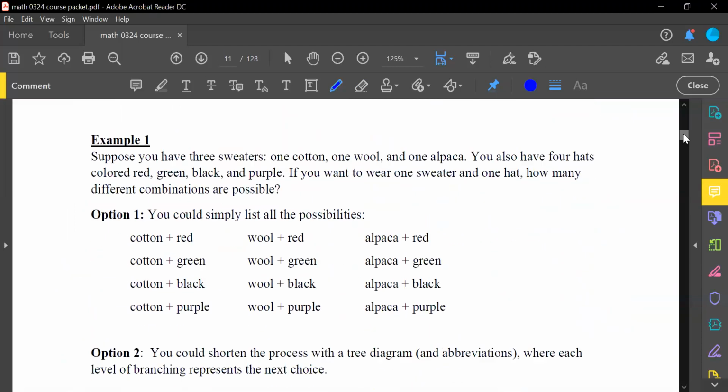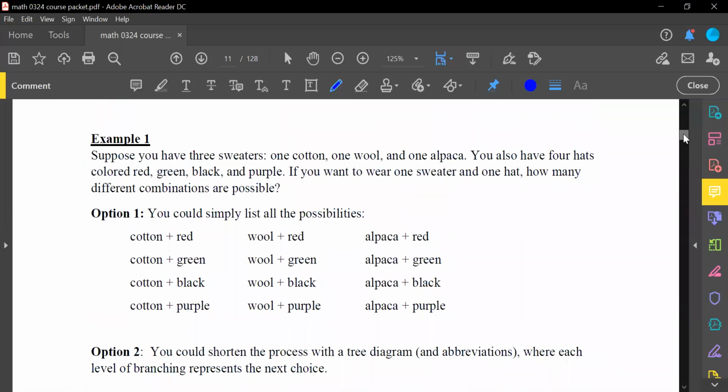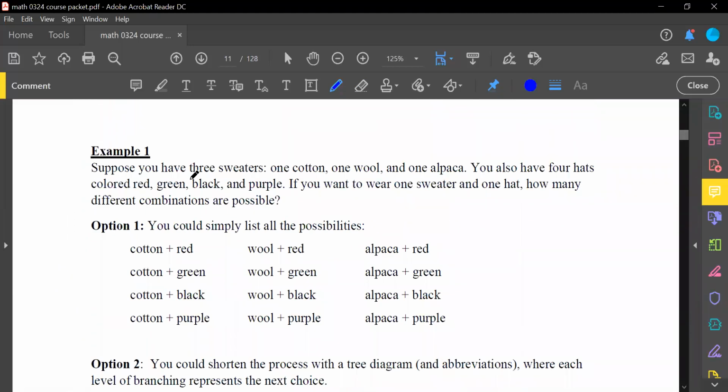One method, which I wouldn't recommend because you can just multiply: you've got 3 sweaters, 1 cotton, 1 wool, and 1 alpaca. You have 4 hats: red, green, black, and purple. If you want to wear 1 sweater and 1 hat, how many different combinations? We know from the multiplication principle, 3 times 4 is 12. You can also list them all out, which she's done here: a cotton sweater, red hat; cotton sweater, green hat; cotton sweater, black hat, etc. You can count all of these combinations, and sure enough, there's 12 of them.